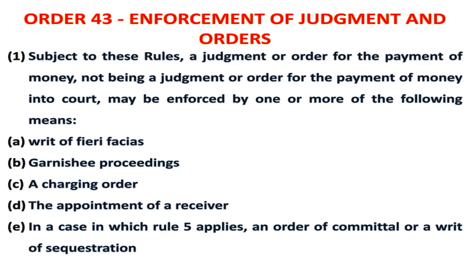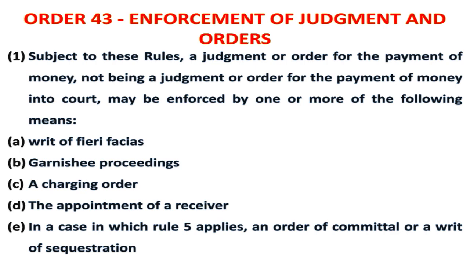So you will notice that Order 43 Rule 1 mentions a number of ways in which a judgment or order for the payment of money can be enforced. In our previous lecture, we have discussed writs of fieri facias and garnishee proceedings. The focus of this lecture is to discuss executing a judgment for the recovery of money by a charging order and by the appointment of a receiver. What then is a charging order, which is the first one we shall discuss?